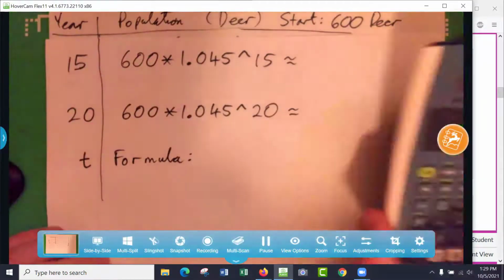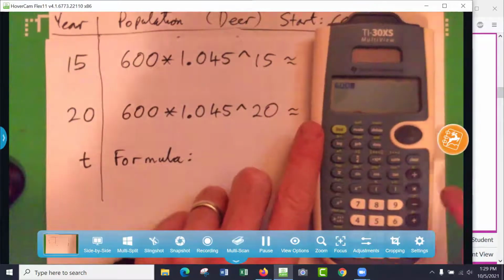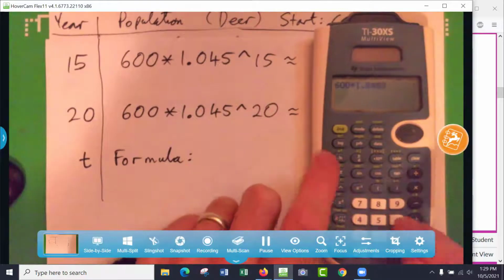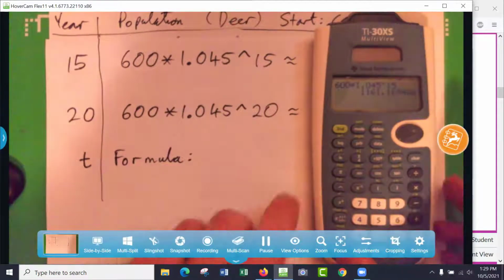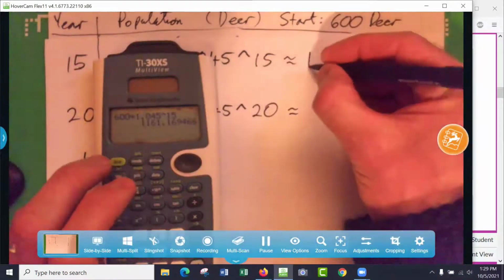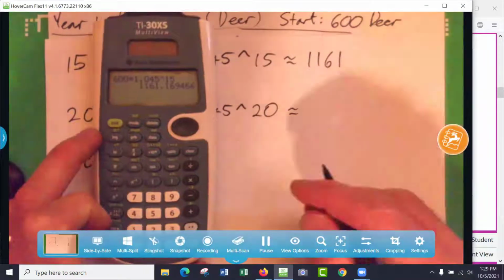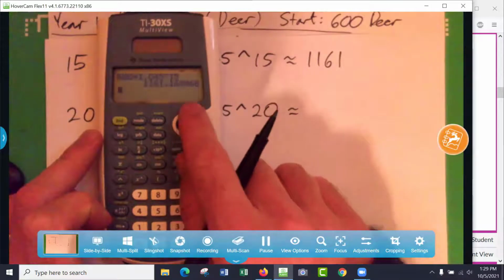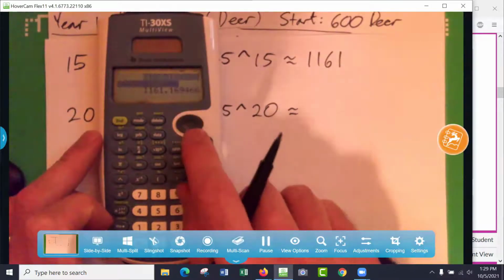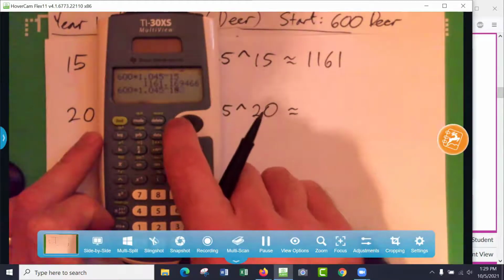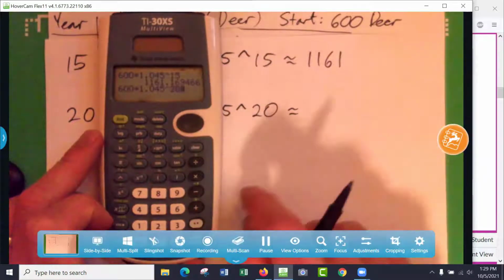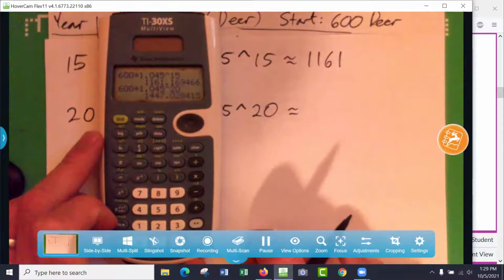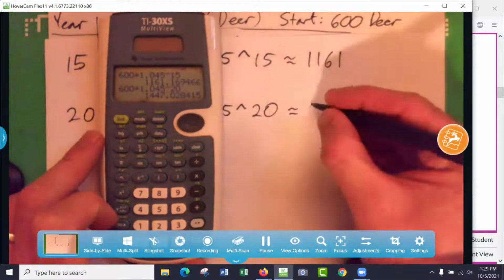Anyway, sorry. 600 times 1.045 to the power 15. Rounds to about that. And by the way, I'm just going to use my arrows. I'm going to grab that thing and press enter. And then all I have to do is use the arrows and change the 15 to 20. Like, so this arrow thing is useful, right? All righty. You don't have to type it all in again.